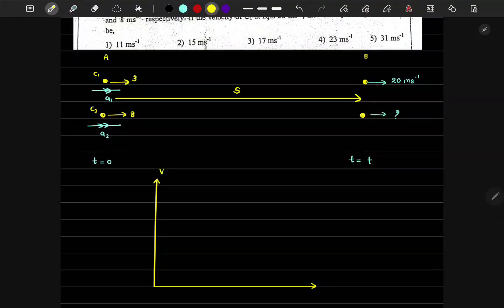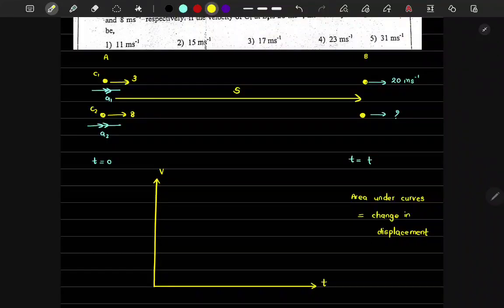How is the change in displacement represented in the VT curves? The area under the curve would be the change in displacement. So the change in displacement of the two objects, of the two cars, should be same. Then the area under the curves of the two cars should be same.